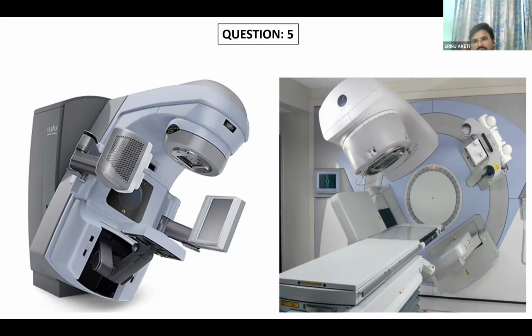But in the case of Elekta, we call it Agility. It has a 40 by 40 field size. It has completely 5 mm leaves, that means this side 80, this side 80, total 160 MLC. They have a leaf width of 5 mm at isocenter.